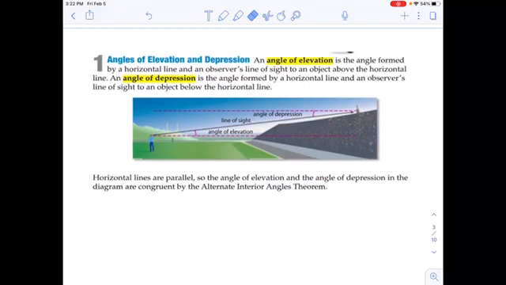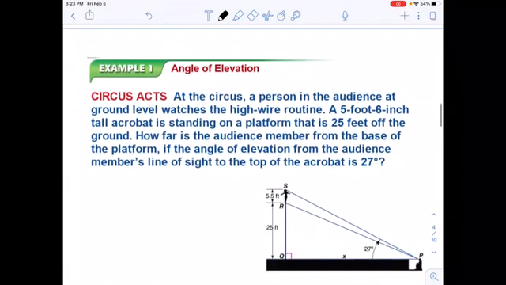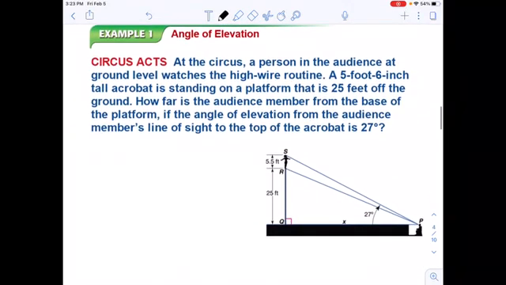All right, and then the horizontal lines are parallel, so the angle of elevation and the angle of depression in the diagram are congruent by the alternate interior angles theorem. So this might be helpful sometime to know that the angle of elevation and the angle of depression are congruent. Now we are going to use our trig information from our previous lesson to solve missing either angles or side lengths.